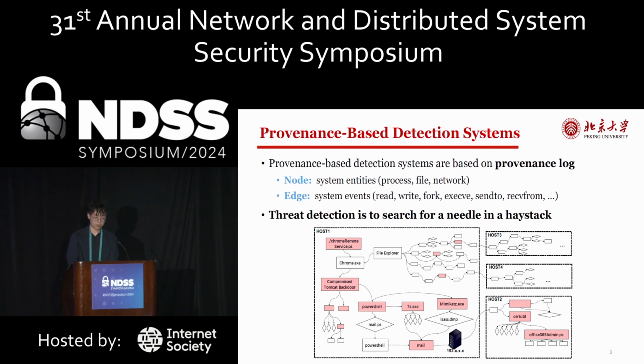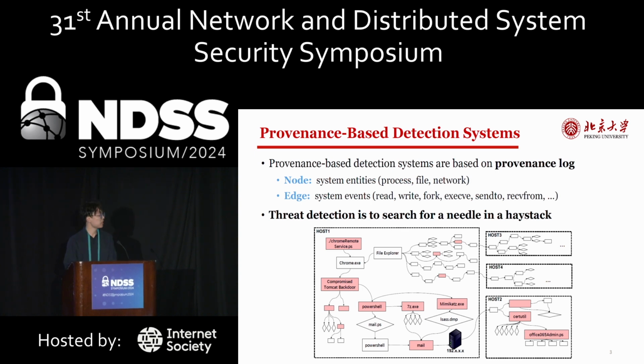To detect and investigate APT attacks, researchers have built provenance-based detection systems, which are based on provenance logs. It is a type of graph-structured auditing log. The system entities are the nodes in the graph, such as process, file, and network. And the system events are the interactions between system entities, such as read, write, and fork. This figure is an example provenance graph of APT29.